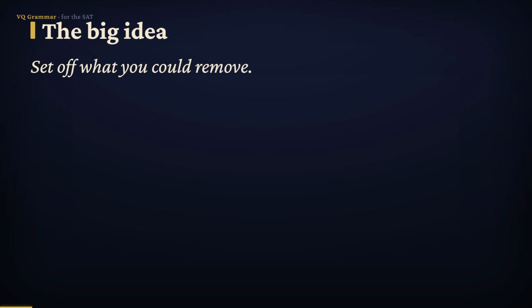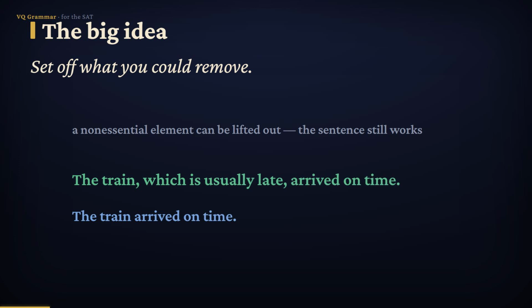Here's the big idea behind today's lesson. A non-essential element is a group of words you could lift right out of the sentence, and the sentence would still make sense. Take: The train, which is usually late, arrived on time. That middle part, which is usually late, is extra information. Drop it, and you still have: The train arrived on time, a perfectly good sentence. Because it's extra, you set it off with a pair of commas, one before, one after.